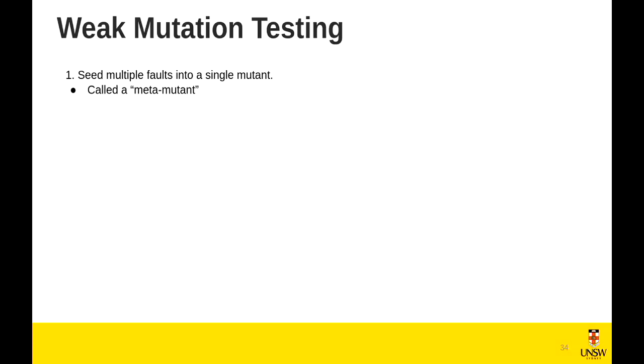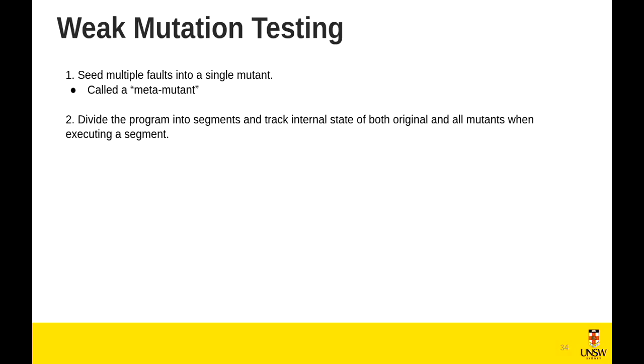For weak mutation testing, we can seed multiple faults into a single mutant, and this mutant could be called the meta mutant. Then we can divide the program into segments and track the internal states of both the original program and all the mutants when executing a segment of the program. And then we can kill all detected mutants once intermediate states differ, instead of waiting for the final execution result.